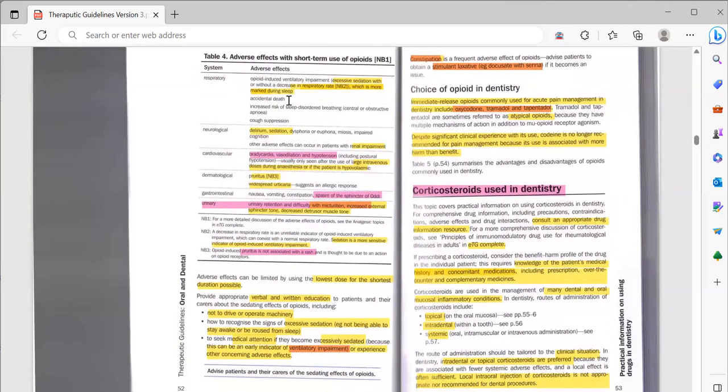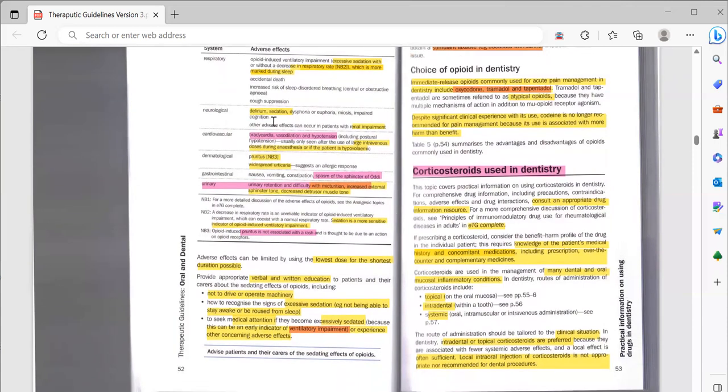It can lead to accidental death, increased risk of sleep disordered breathing, and cough suppression. So, for the respiratory system, it can lower the ventilatory effect, and it can also lead to cough suppression. For the neurological system, it would cause delirium and sedation. So, it just calms your body in a general sense. It just slows down everything.